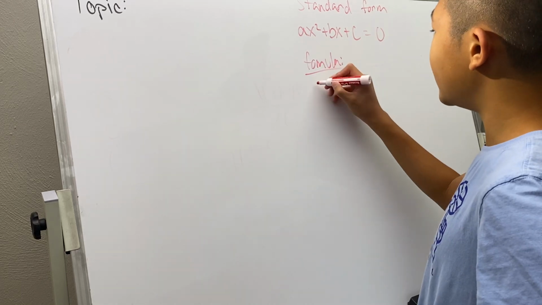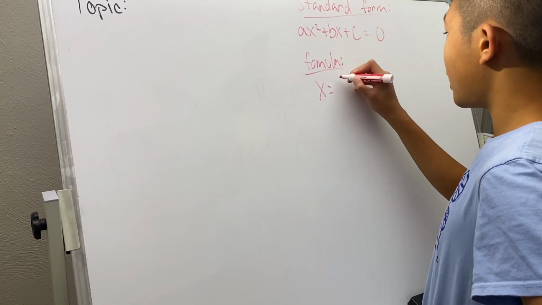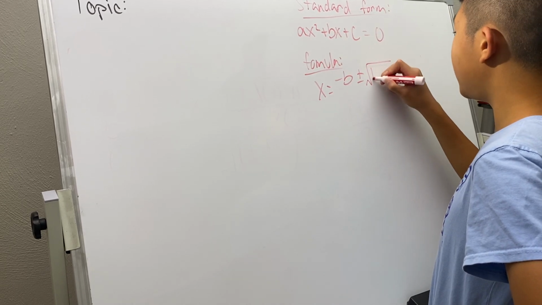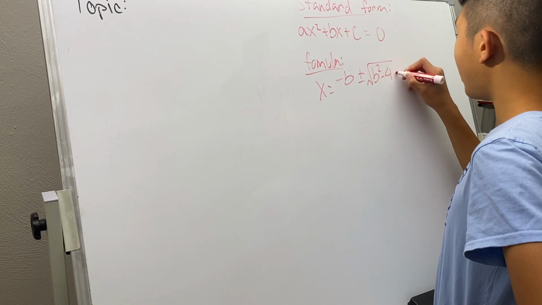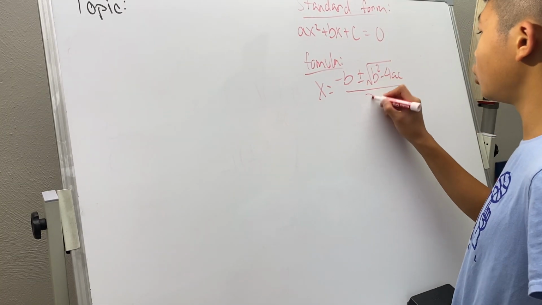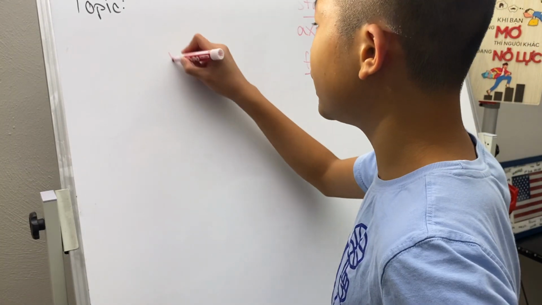x is equal to negative b plus or minus the square root of b squared minus 4ac, over 2a. Okay, so here's our first example.